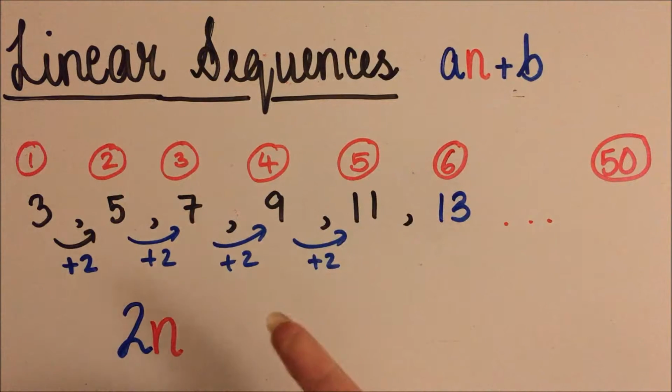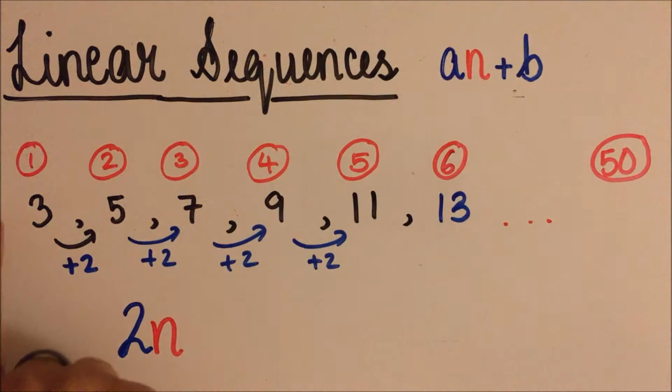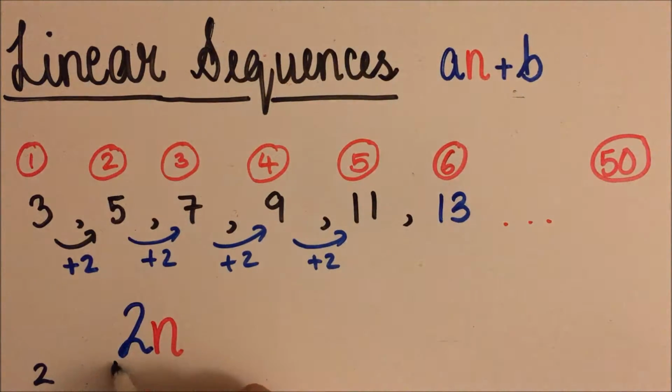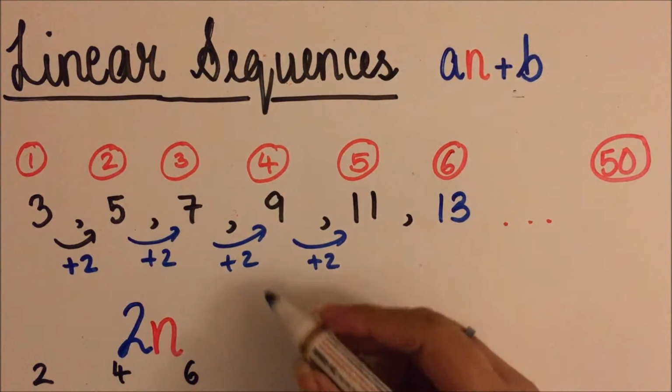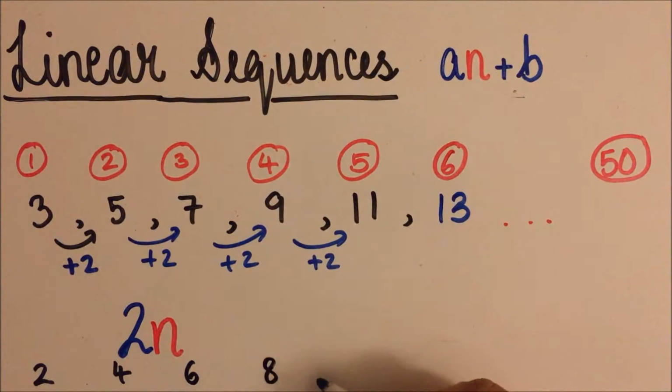Now, why do I say this? I say this because if we say, okay, n equals 1, we put 2 down. If we put n equals 2, we get 4. If we put n equals 3, we get 6. If we put n equals 4, we get 8, and so on.